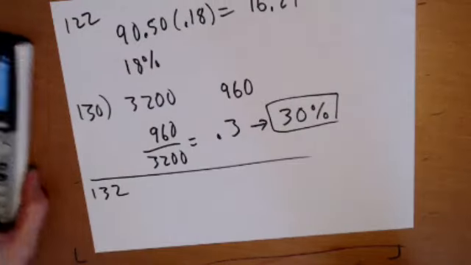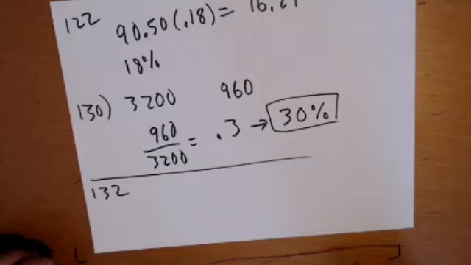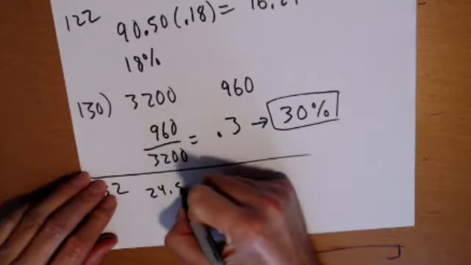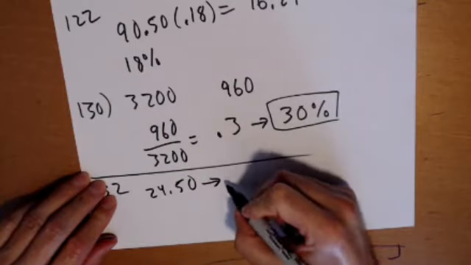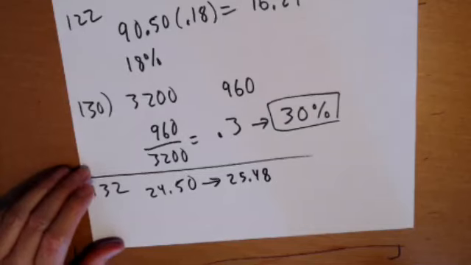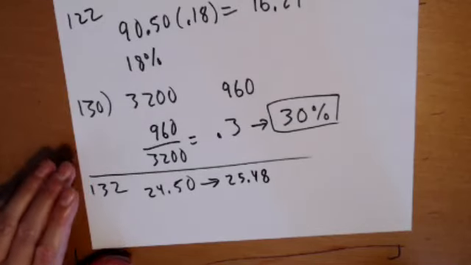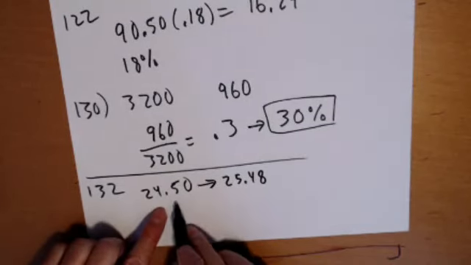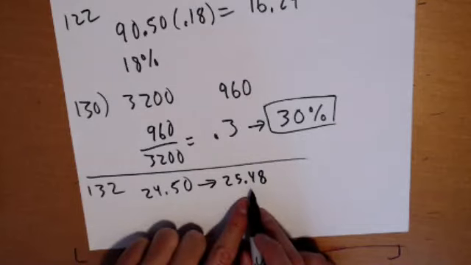132. Ayodele received a raise in her hourly pay, so she was making $24.50, and now she's going to be making $25.48. What was the percent change? Okay, so we went from this hourly wage to this hourly wage. So how much more are we actually making?